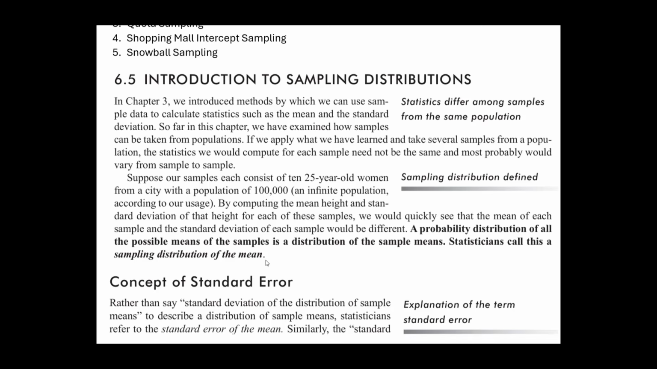So from the population, if we draw various samples and calculate the mean for each sample, suppose you take 50 different samples which almost cover the entire population, you will have 50 means. When we develop a distribution from these means, it is called the probability distribution of the mean, also called the sampling distribution of the mean.